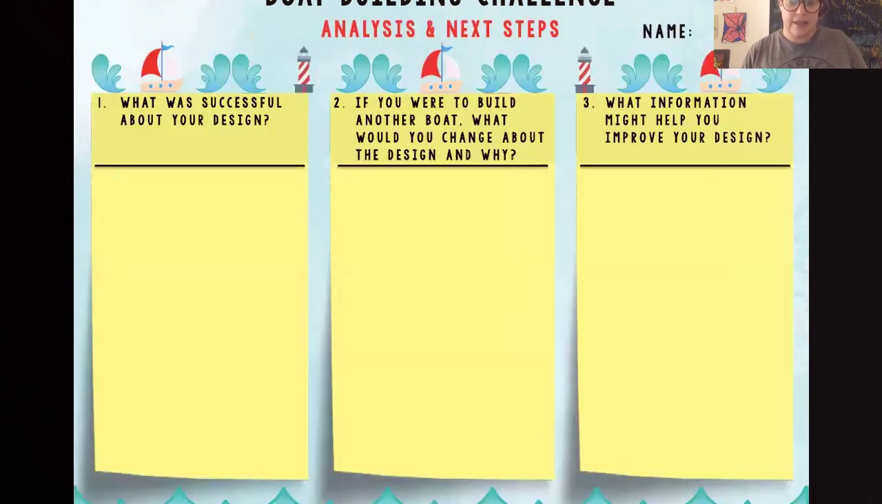So the next step after you build and test is to analyze. Think about what happened. And so I want you to think about what was successful about your design. I want you to think about, if you were to build another boat, what would you change? And then the last thing I want you to think about is what information would help you improve your design. Maybe you should do some research about boats before you redesign and see what you could change about your boat to make it more successful.